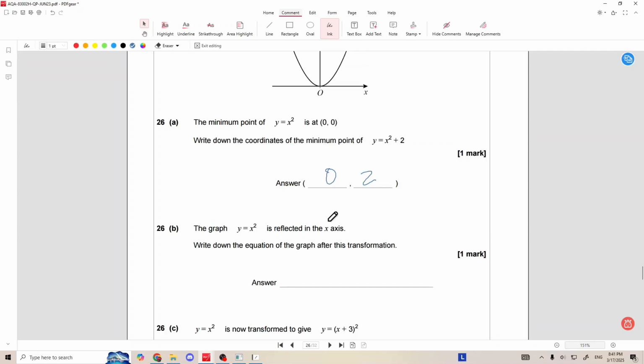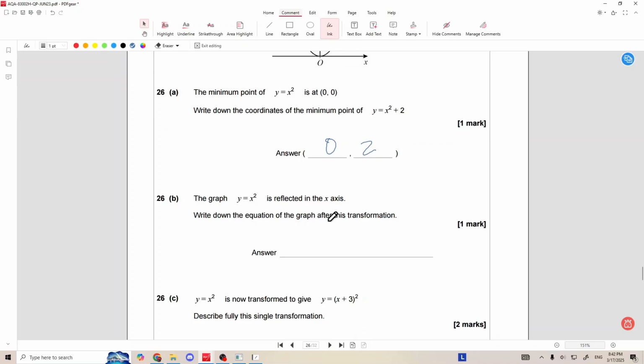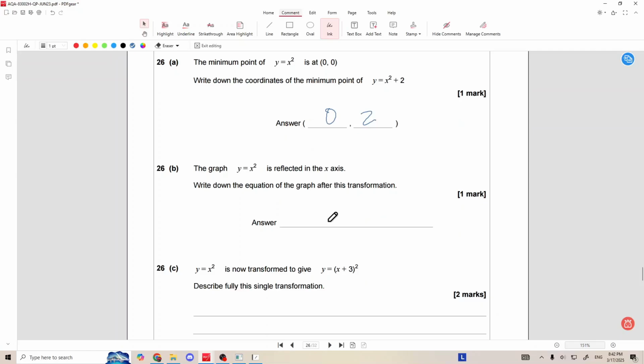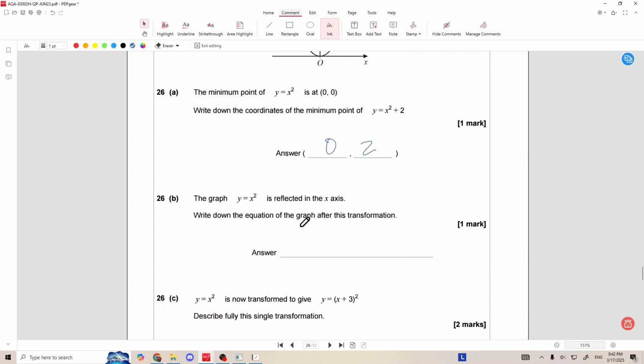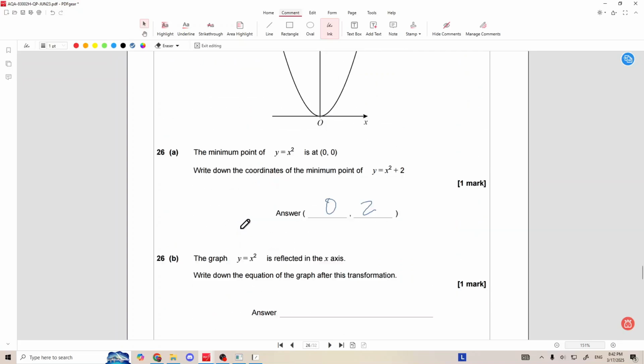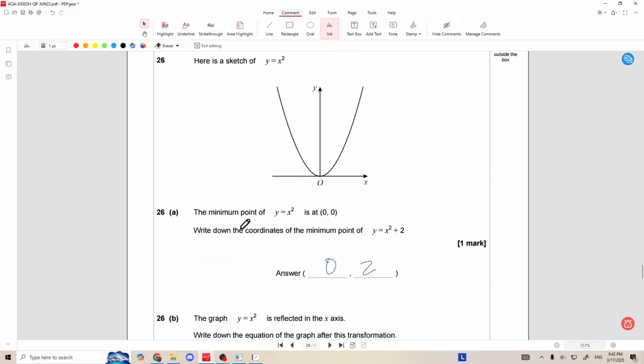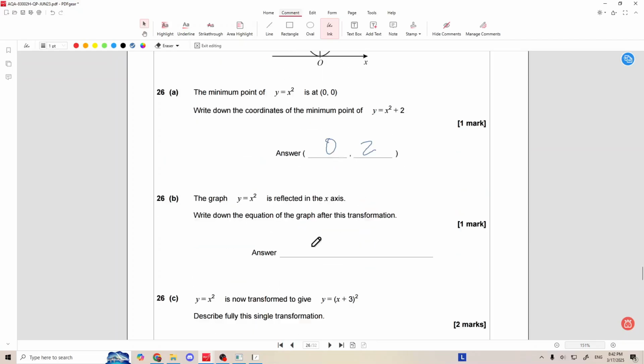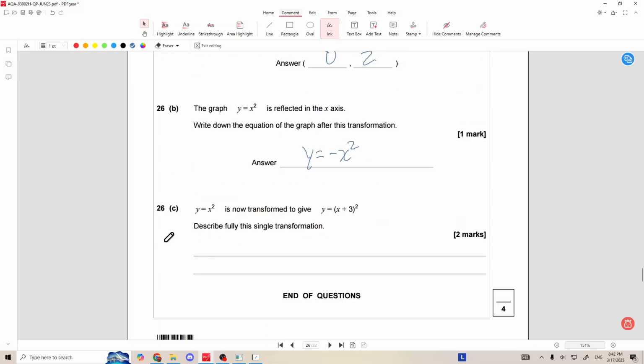Oh, this is actually not something I expected. Transformations is not in the O-level syllabus for Singapore. It's actually in the H2 math syllabus, which is for A-levels. But I have learned how to do transformations, just not that well, so I should still be able to do this. The graph of y equals x squared is reflected in the x-axis. Reflected in the x-axis just means it was flipped, so it's negative now. Then y equals x squared is now transformed to give y equals x plus 3 squared.